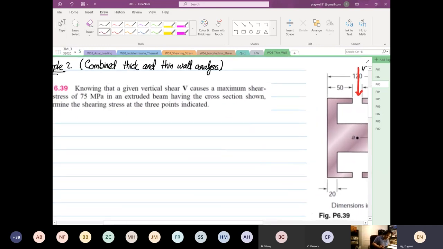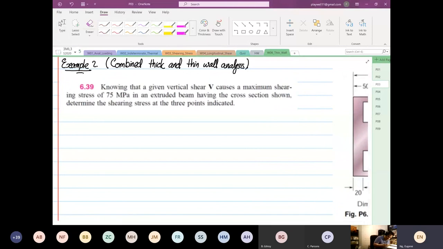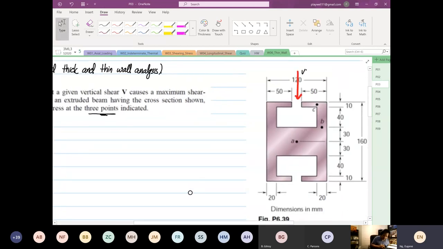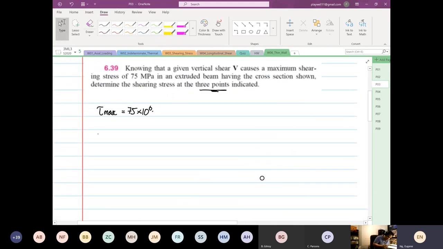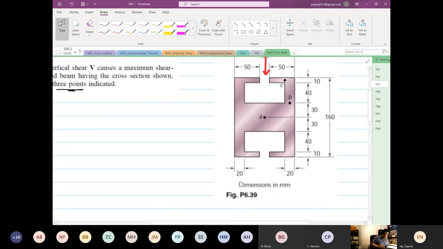So what is given is our tau max, same problem. Our tau max is equal to 75 times 10 to the power 6. So we only know that, and we are told that we want to find the stresses at the 3 points. So we have stress at A, stress at B, and stress at C. So which one is maximum? I don't know.